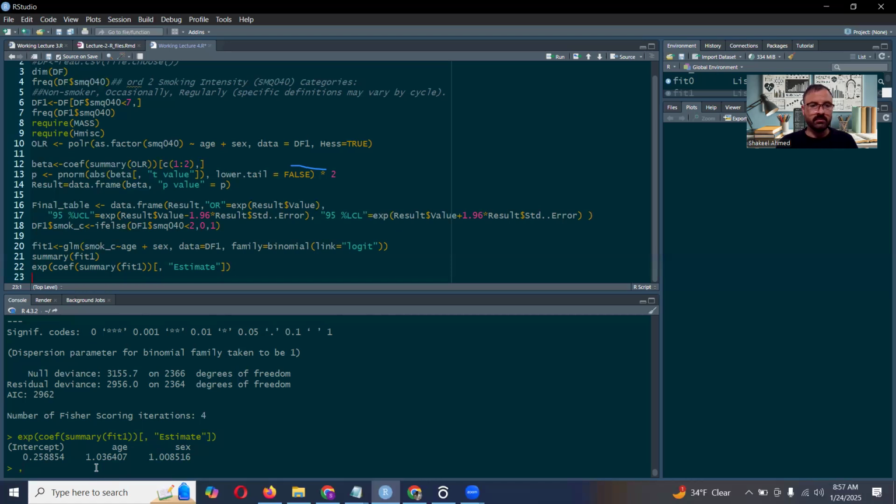So that's all about the simple implementation and its interpretation.